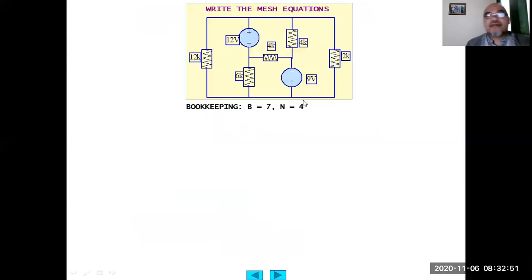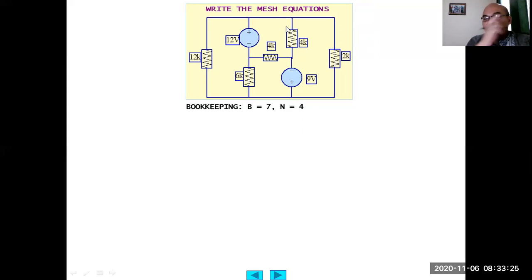Okay. So second example, write down the mesh equation for this circuit. What we have here is 12K, 6K, 4K, 4K, 2K, and two independent voltage sources, 12 volt and 9 volt. So how many branches are there? 1, 2, 3, 4, 5, 6, 7. The branches are 7. The nodes are 1, 2, 3, and this one, 4.